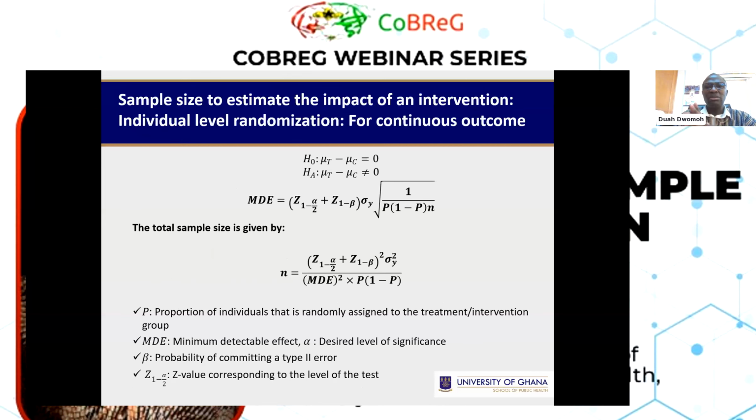Okay, so let's look at sample size to estimate impact of any intervention. But this one is individual level randomization. You see here, your outcome is continuous. So if you look at this continuous outcome, the critical indicator there is the standard deviation of the outcome measure. Then you see Z subscript 1 minus alpha over 2, the standard normal variate. Alpha is the probability of committing type 1 error. And then Z subscript 1 minus beta. 1 minus beta is just the power of the study. Beta is the probability of you committing type 2 error. And then we see P, the proportion of individuals that is randomly assigned to the intervention or the control group.